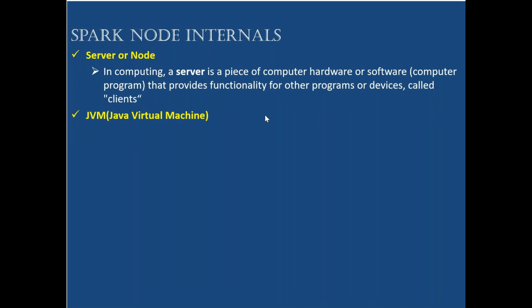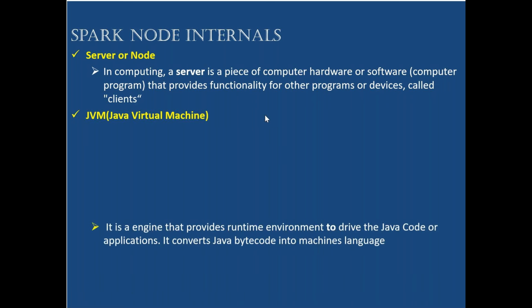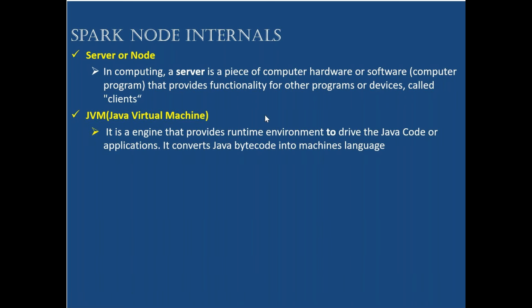Then all these computers will have a Java Virtual Machine. It is an engine that provides a runtime environment to run Java code or applications. It converts Java bytecode into machine language, because at the end of the day, whatever English statements we have written should be converted into zeros and ones. The machine should be able to understand and execute it. That is what our JVM is going to do. It takes the Java bytecode and runs it on the machine.